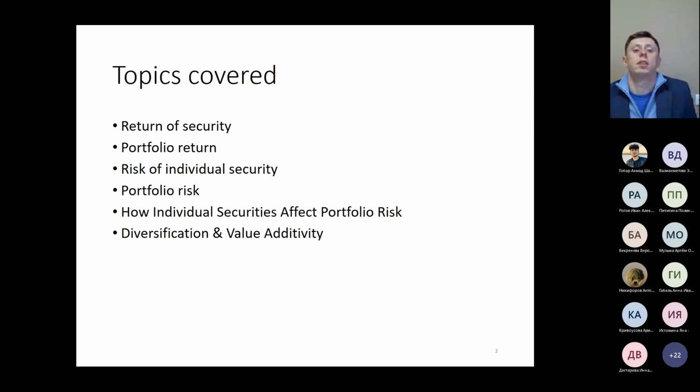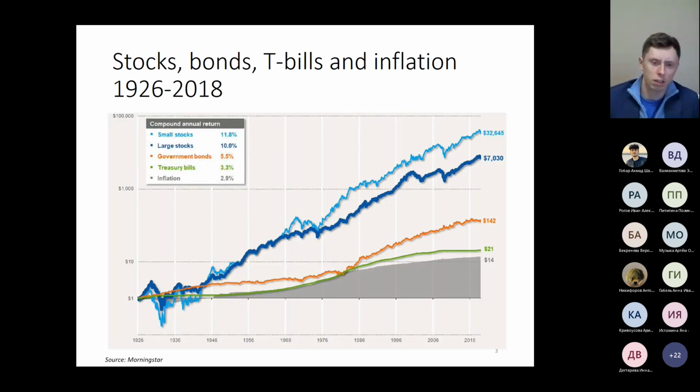Let's move further. This is the historical chart. When we talk about time periods of 100 years, it is not very important to update them each year, so this picture is still relevant. This picture presents the comparison of the return of multiple types of assets. And you can see that this is the escalating scale.